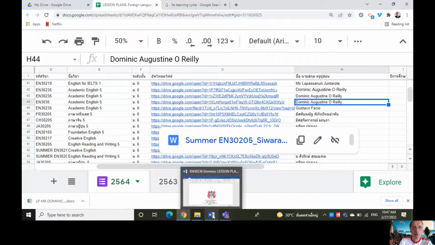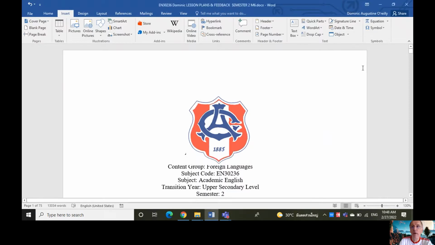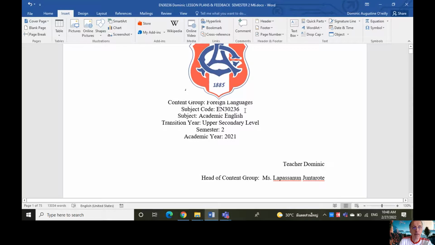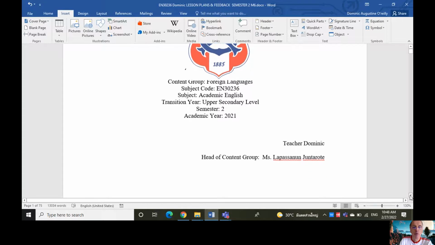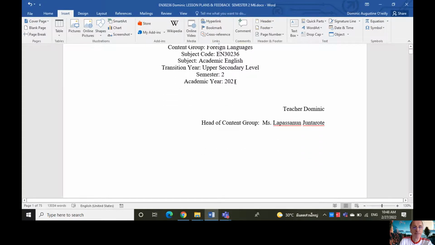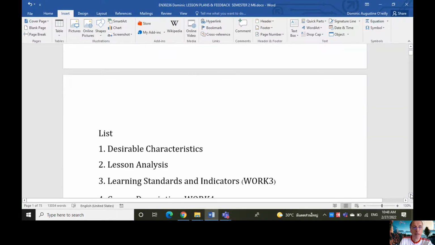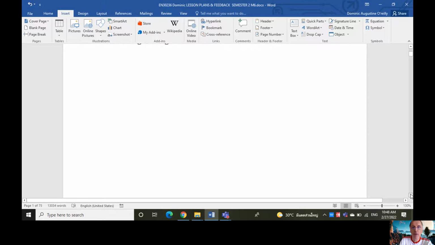So for today's example, I am having a look at... obviously it's important to know your code and to put in the correct code. So EN 30236 is M6 and it's semester 2. Now, you will need to change the year if it's not correct, and you'll put your name here. Make sure your name is there. Now, all of this remains the same.